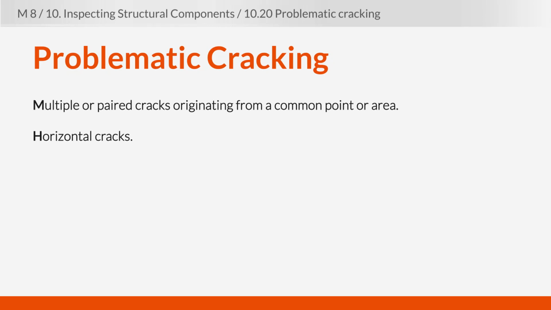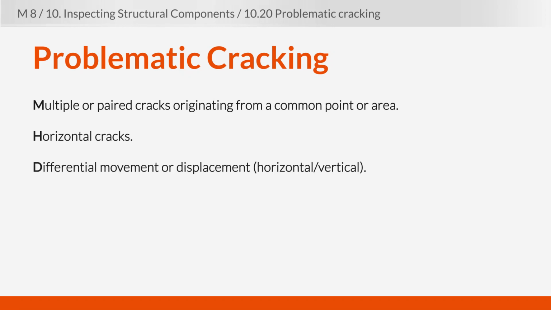Horizontal cracks are almost always due to structural issues. They're caused by generally lateral movement or lateral thrusting of expansive soils. But they can also be caused by other issues. Differential movement or displacement, whether that's horizontal or vertical, in other words, when you have different areas of a foundation wall moving independently of each other. We'll show you pictures of that in a little bit.